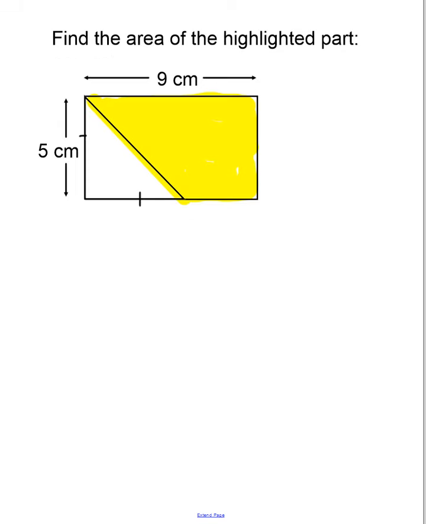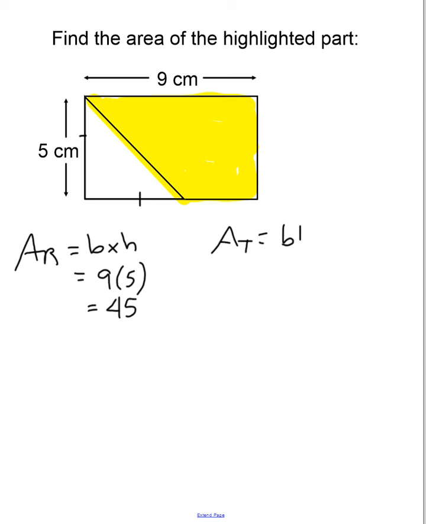Let's look at another example. So this one says, find the area of the highlighted part. Whenever you have a highlighted part, there's actually going to be 2 areas. This has the area of the rectangle, and we're going to take away the area of the triangle. So let's find each of those pieces. Let's start with a formula for rectangle. And there's the area of the rectangle. And now for area of the triangle, base times height divided by 2. So there's the area of the triangle.